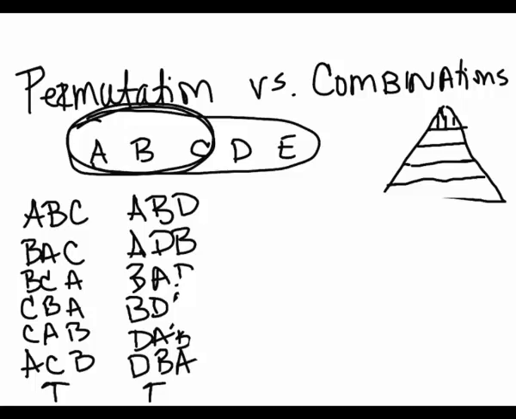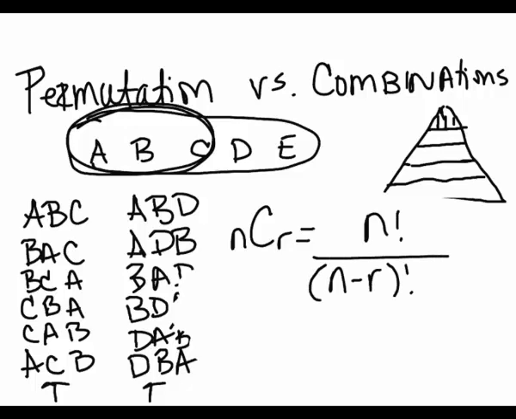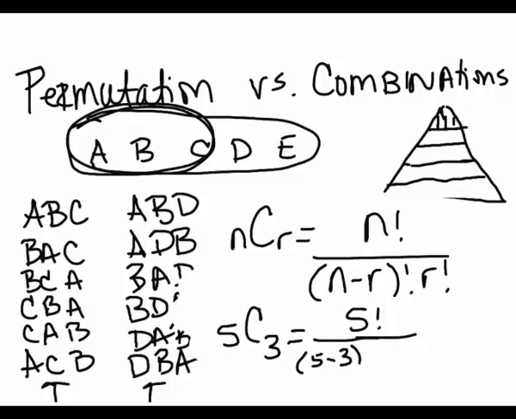Okay. And that would be nCr, n factorial over n minus r factorial times r factorial. Still means the same thing. n is the total number of whatever you have, and r is how many you're choosing to make a combination of. So we would have 5C3 in this case. So you have 5 factorial on top, all over 5 minus 3 factorial times 3 factorial.